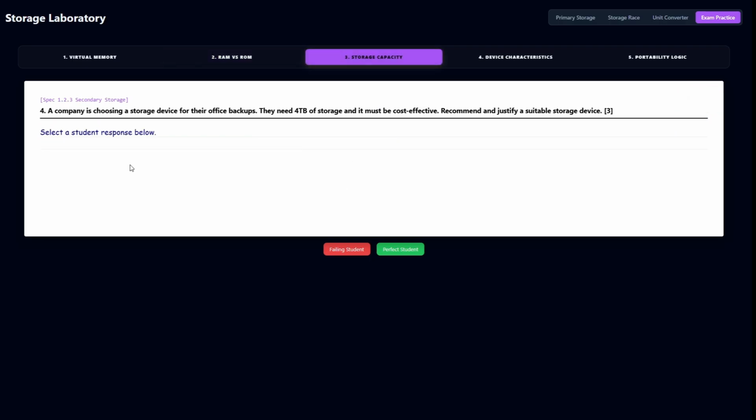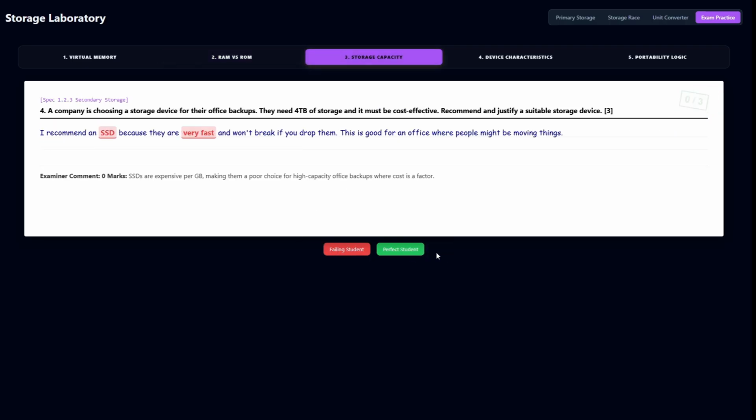Let's look at another question. A company is choosing a storage device for their office backup. They need 4 terabytes of storage, and it must be cost effective. Recommend and justify a suitable storage device. I recommend an SSD because they are very fast and won't break if they drop them. This is good for an office where people might be moving things. 0 out of 3 marks.